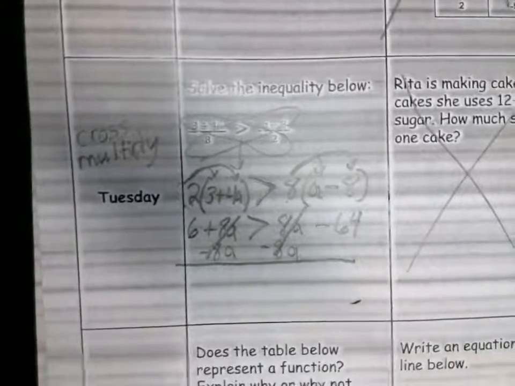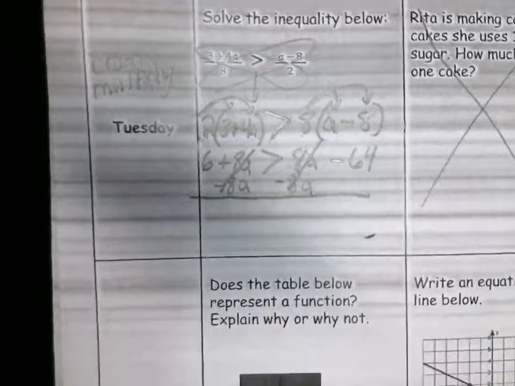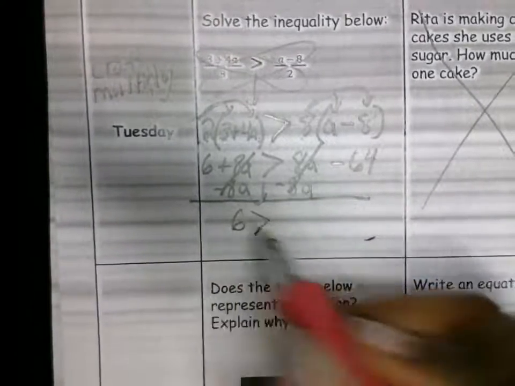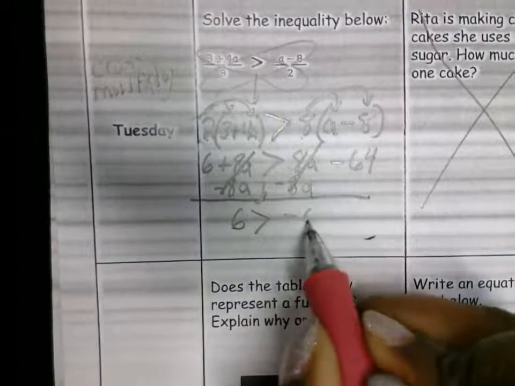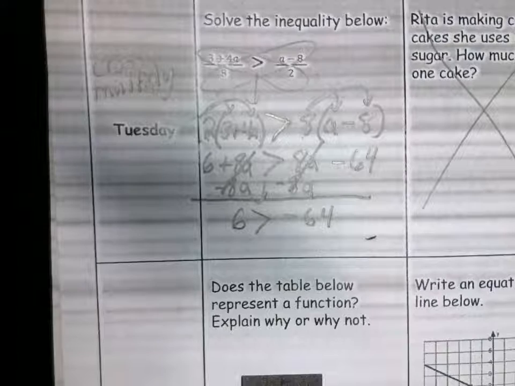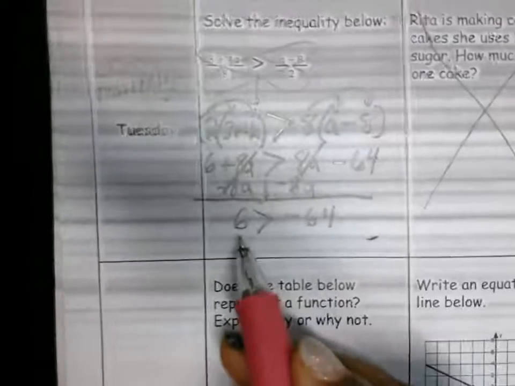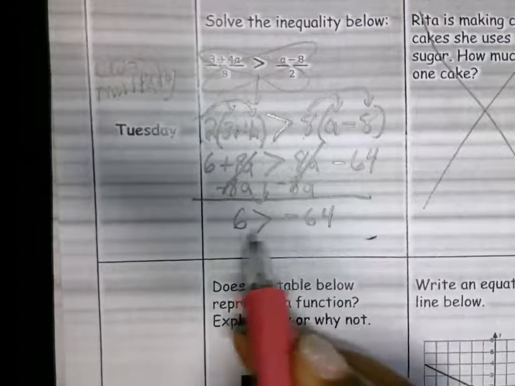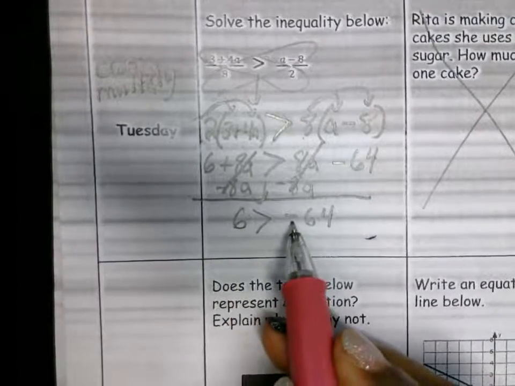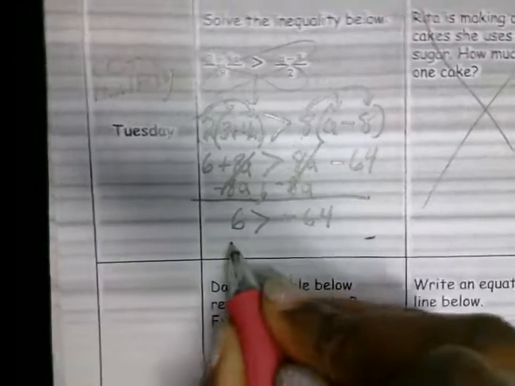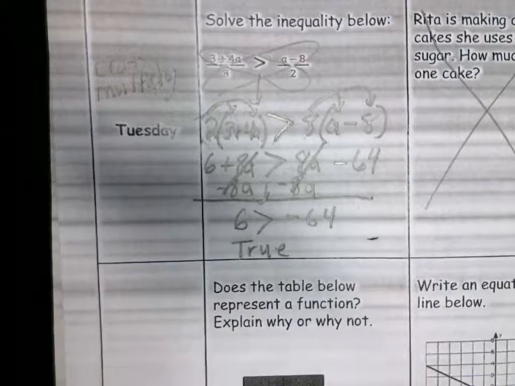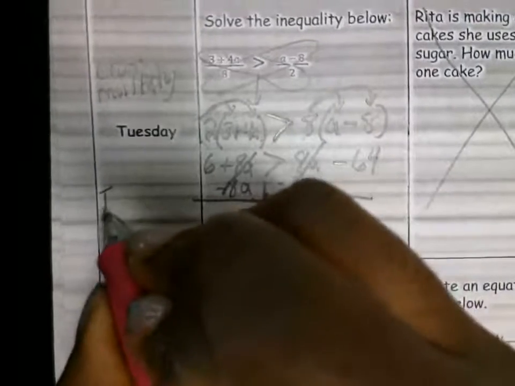So there's not just one answer for this, okay? On this side, we're left with 6 greater than. On this side, we're left with negative 64. Because the variables are gone, there's no one solution here. Is this inequality true or is this inequality false? Is 6 greater than a negative 64? Yes, this is true. So that means it's infinitely many solutions since the variables canceled out.